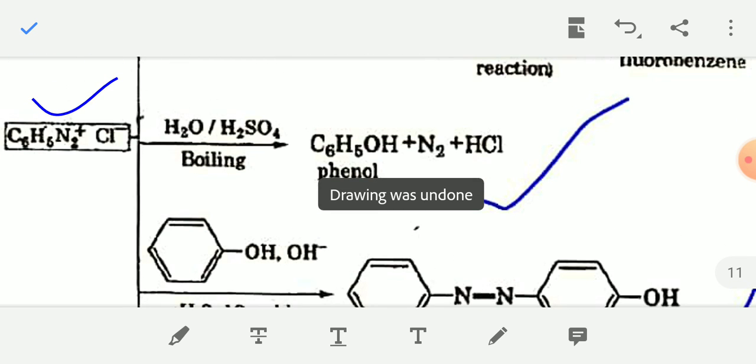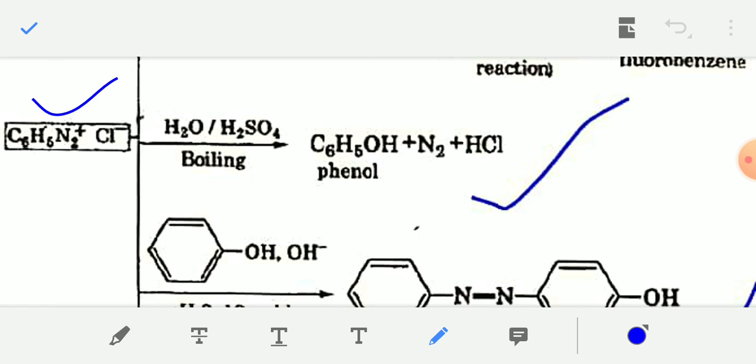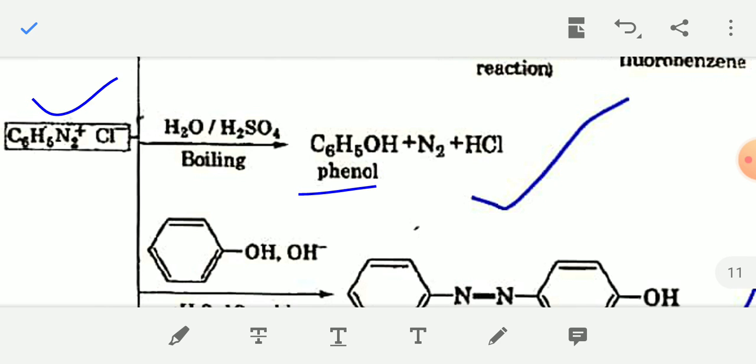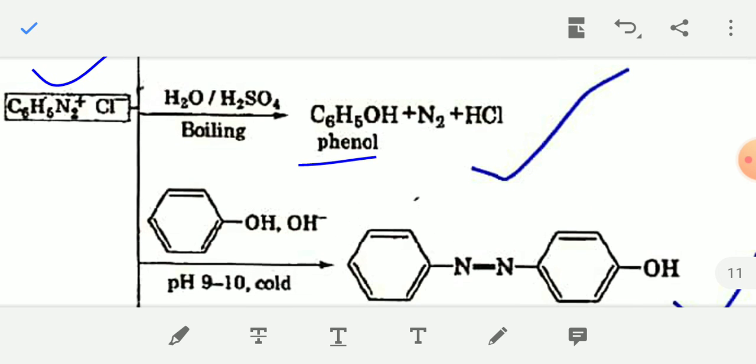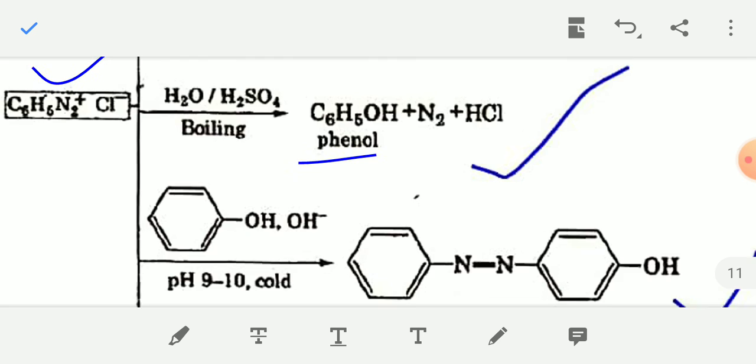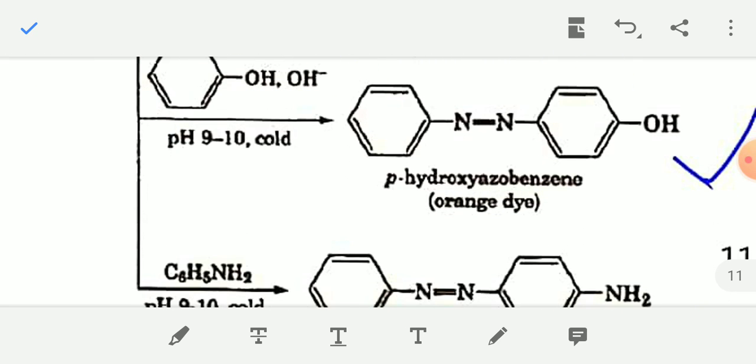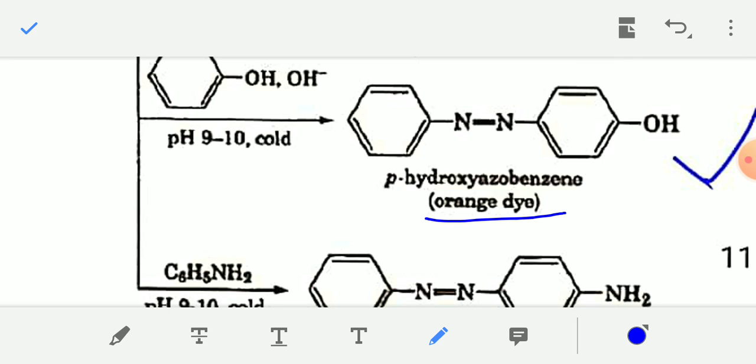And when benzene diazonium chloride reacts with water, it will be converted into phenol, C6H5OH. The main product is phenol. And the coupling reaction is the important reaction of diazonium salt. Benzene diazonium salt reacts with phenol in basic medium and will produce an orange-colored dye. The structure of the compound is para-hydroxy azobenzene.